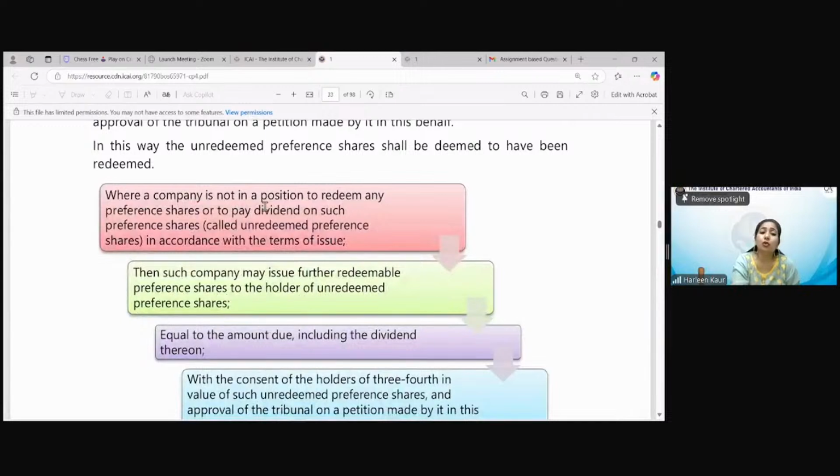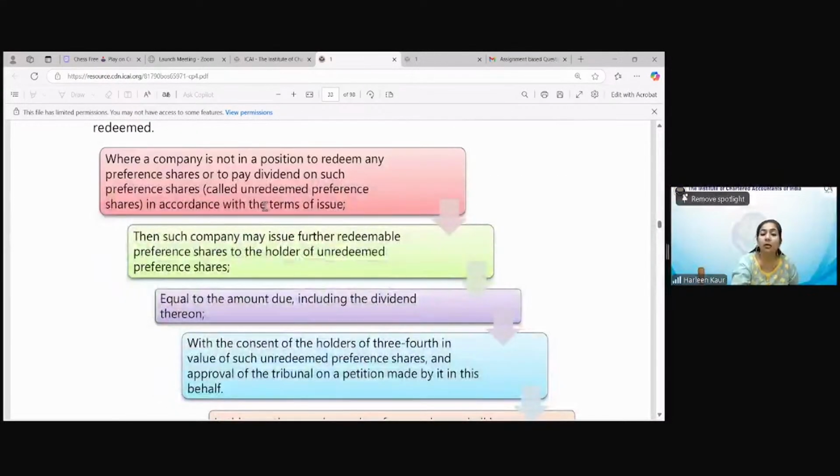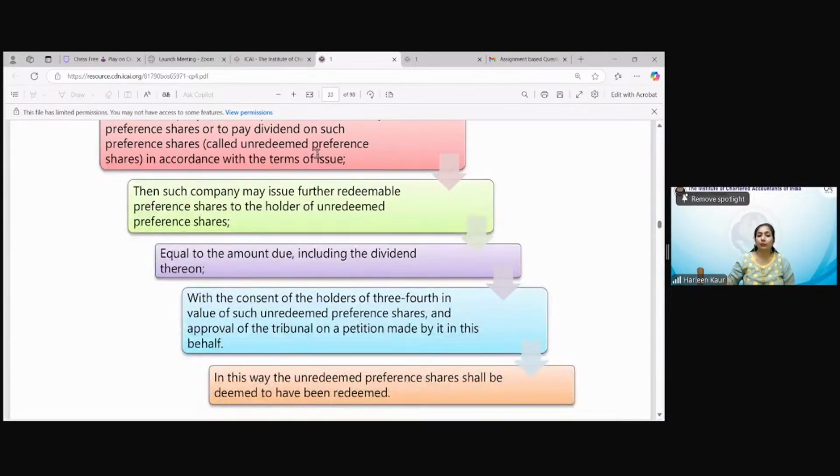If the company is not in a position to redeem the preference shares or to pay the dividend on such preference shares, then they become unredeemed preference shares. अब कई बार क्या होता है, कंपनी की ऐसी हालत हो जाती है कि it is not able to repay the dividend and the payment of preference shares. Then the company will make an application to the tribunal.